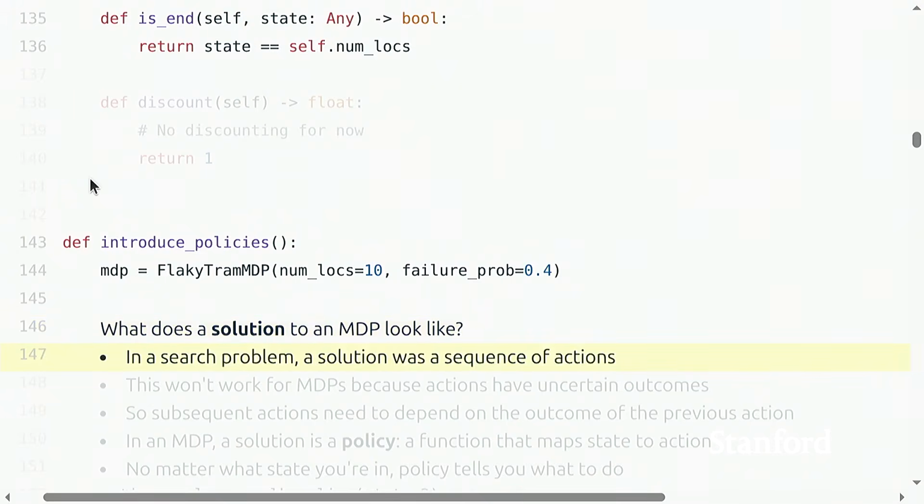In a search problem, a solution was just a sequence of actions. Everything's deterministic. You start at the start state and you can just pre-plan everything: I'm going to take this action, take this action, take this action, and I'm done. But for an MDP, this is not going to work, because when you take an action, you could go either to state 3 or state 5. And then depending on where you end up, different actions might be applicable. So this isn't going to work.